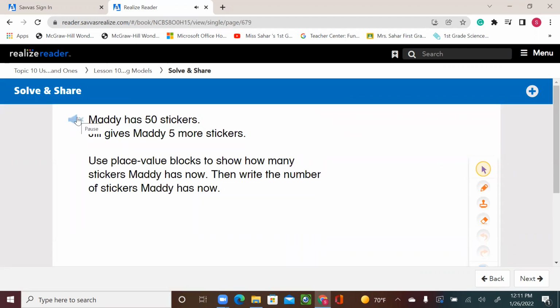Maddie has 50 stickers. Jill gives Maddie 5 more stickers. Use place value blocks to show how many stickers Maddie has now. Then, write the number of stickers Maddie has now. So remember, if I'm using an open number line, I will draw my number line, put 50, and then add 5 ones, either single ones or a 5 one jump. If I'm using the 100 chart, I circle 50 and add 5 ones, counting toward the right side. Today we're going to use the model. So let's see what we have.